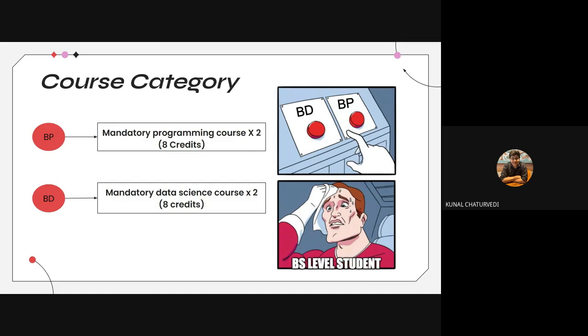So leaving aside the HM courses, there are two main categories of courses which become mandatory to complete in BS level, specifically two courses from each category. So there are mandatory programming courses, BP programming courses, two of which you have to complete in the BS level, and these all have to be level 4 courses. And also there are BD courses which are mandatory data science courses. Again, you have to complete two of them to complete your BS level once you go past the BSc level.